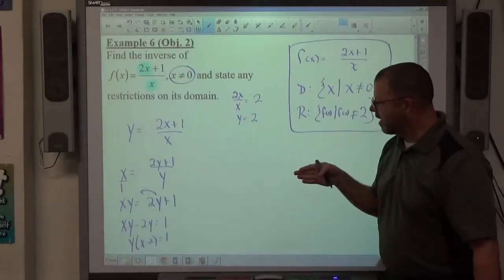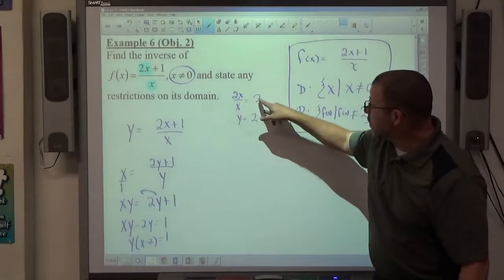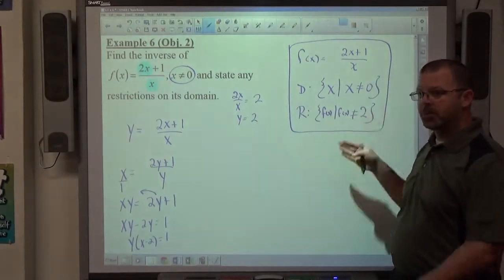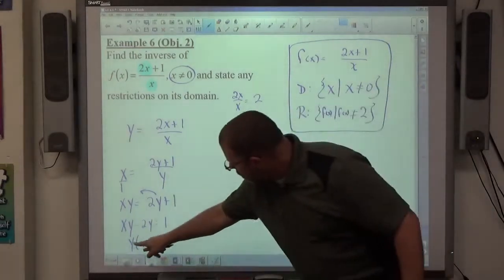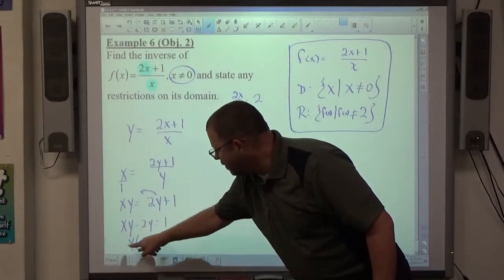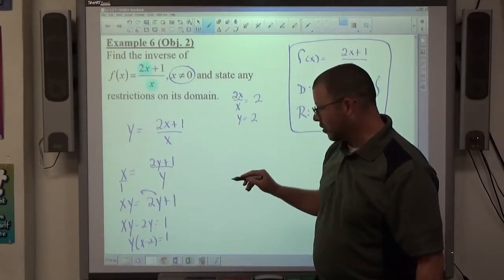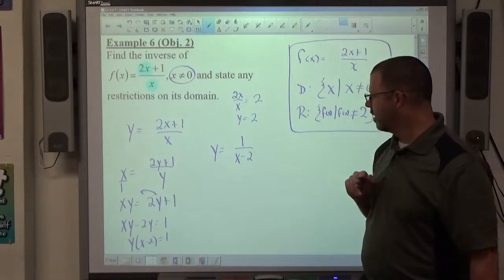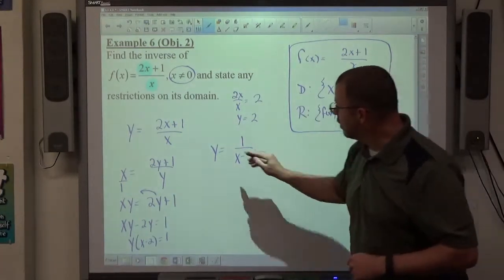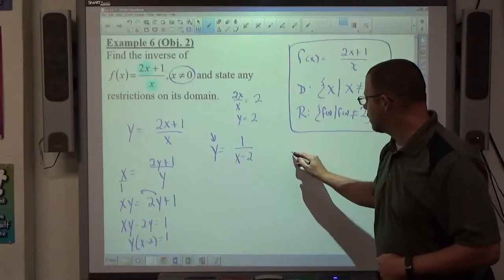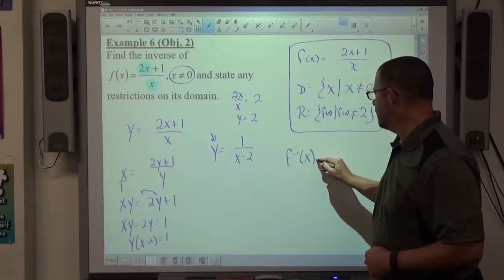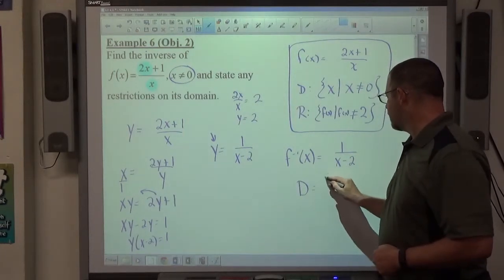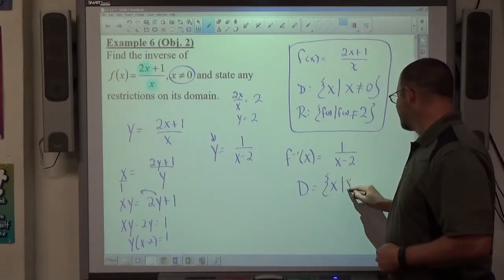Anyway, thankfully I noticed in my work, but yeah, 2x over x equals 2, not 1. So y equals 2 is the horizontal asymptote, so f of x cannot equal 2. So y parentheses x minus 2, common factor of y is taken out, x minus 2 is left over. Divide both sides by x minus 2 to get y equals 1 over x minus 2, the inverse function. So again, writing good inverse notation, this y is our inverse y, so we write f inverse of x equals the answer. And the domain of this is the set of all x such that x does not equal 2.